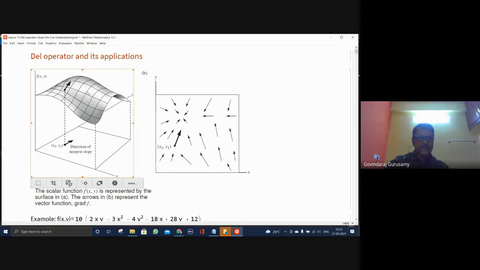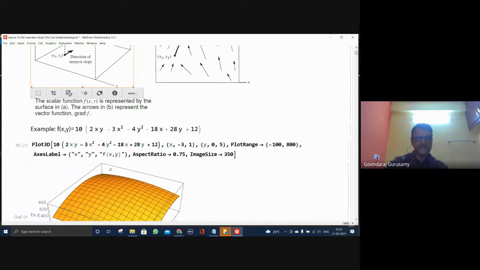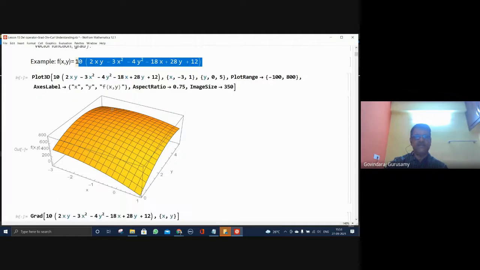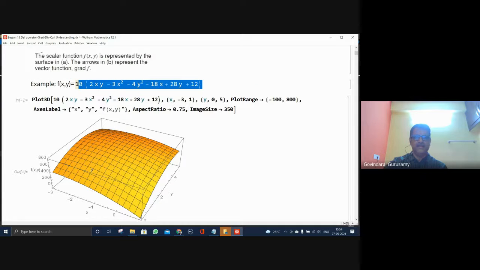Let me take a typical example of this f of x, y. For example, f of x, y equals 10 times 2xy minus x square minus 4y square plus 18x plus 28y, some functional form you can select. I'm going to plot this. I'm getting a surface plot of this f of x, y. What does it mean? I'm varying the x for a given y. Go to the next y, change the x, next y, and I have a surface plot. This is the surface plot.